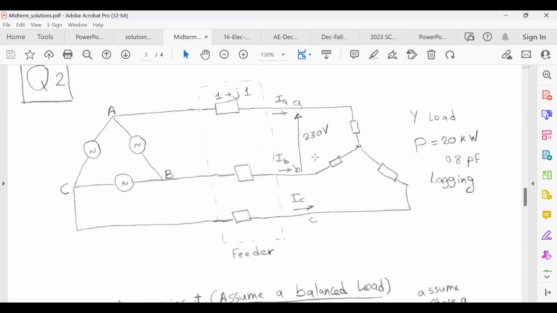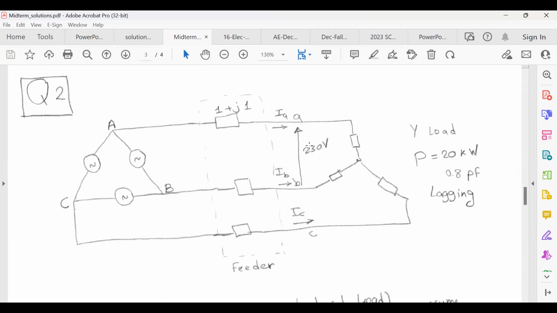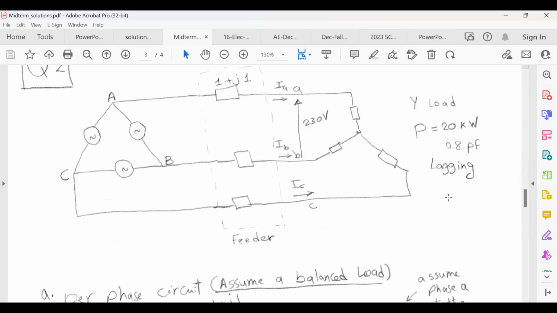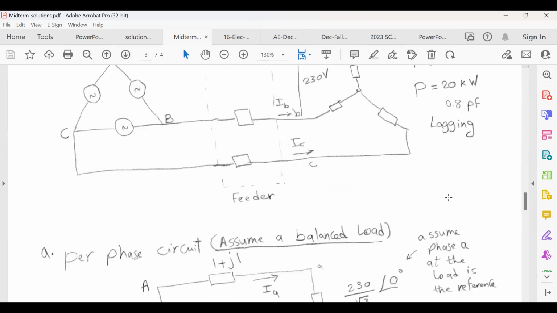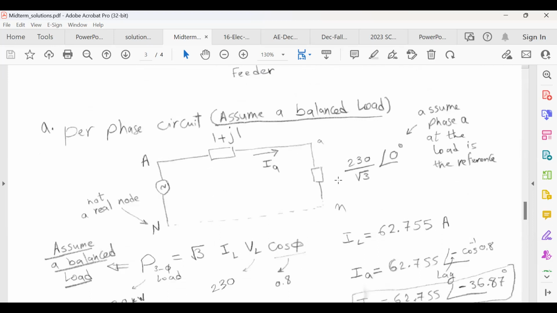So this is, as you see, like I drew it in a big way, so you can see the feeders, 1 plus j1 each, 230 volt line to line. This is the phases. I know that it's 20 kilowatt, 0.8 power factor, lagging. Per phase, you divide by square root 3. You assume that phase A is the reference. Okay, you have the current of A.